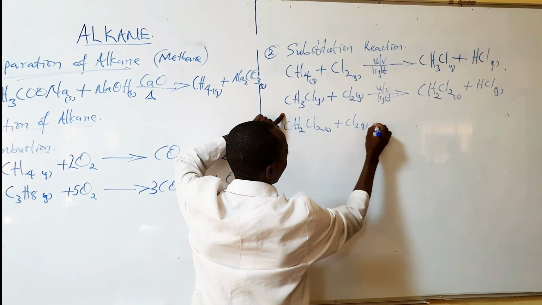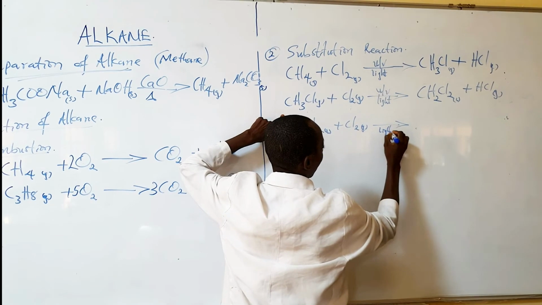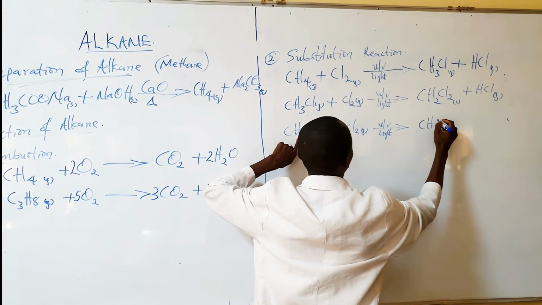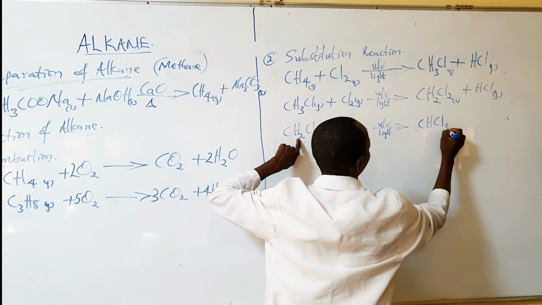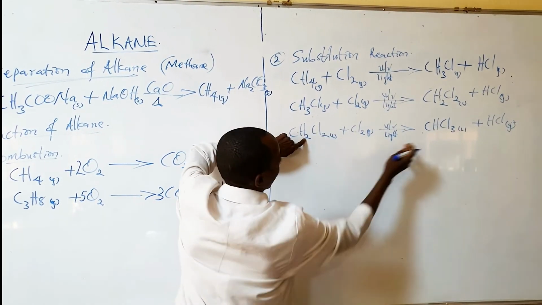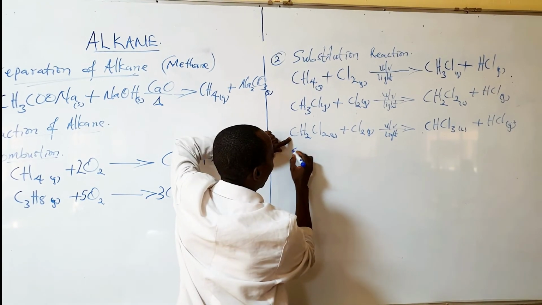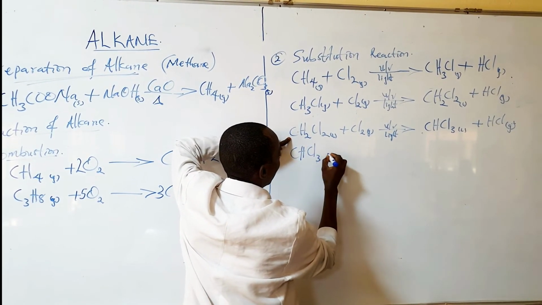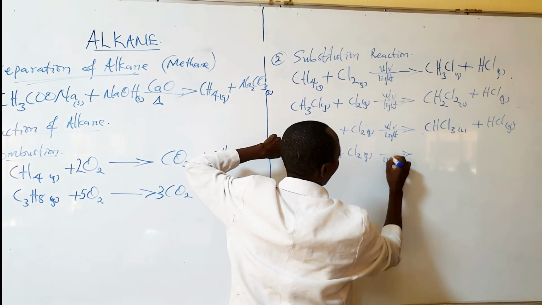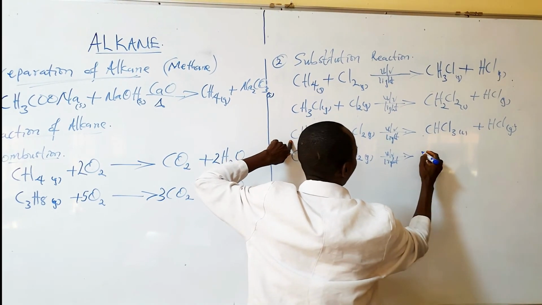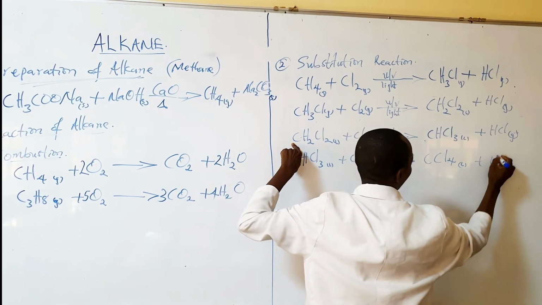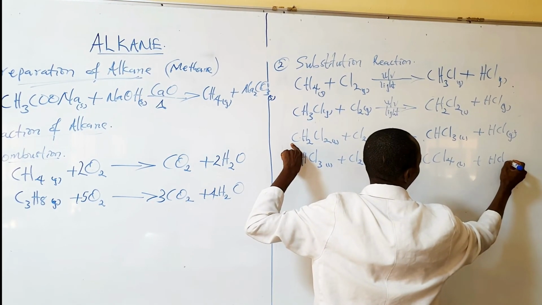Chlorine, in the presence of light, that is UV light, will replace another hydrogen and you have CHCl3 in liquid state plus HCl. You still have one replaceable hydrogen atom there, CHCl3, which is in liquid state, plus chlorine, under the same condition, UV light, then to give you CCl4, which is in liquid state, and HCl here in gaseous form.